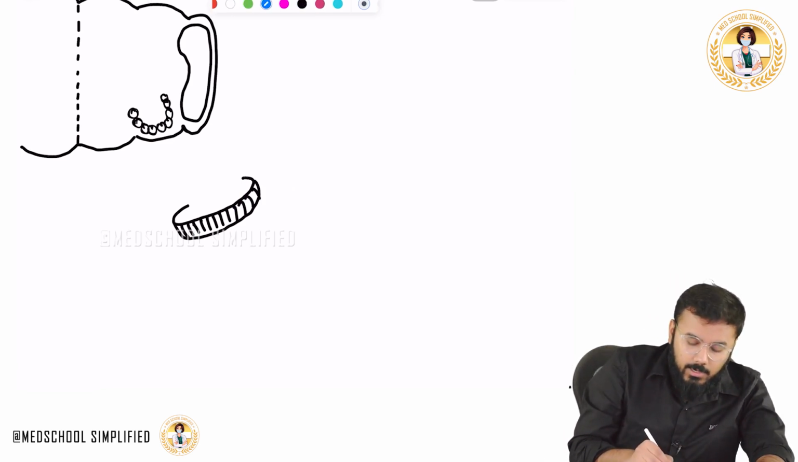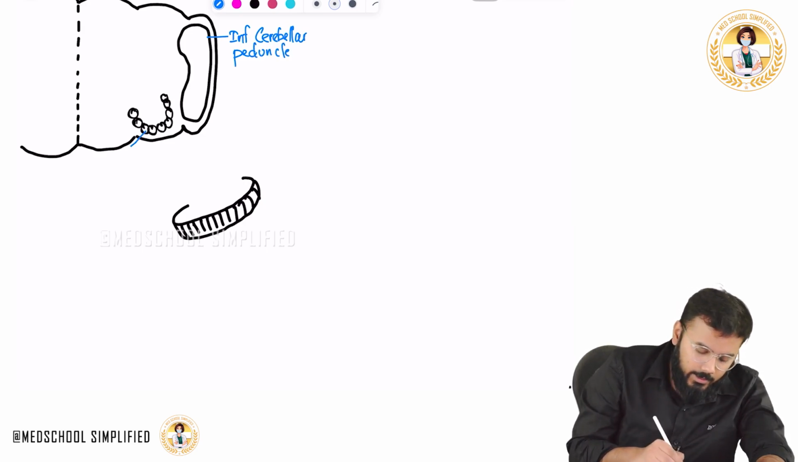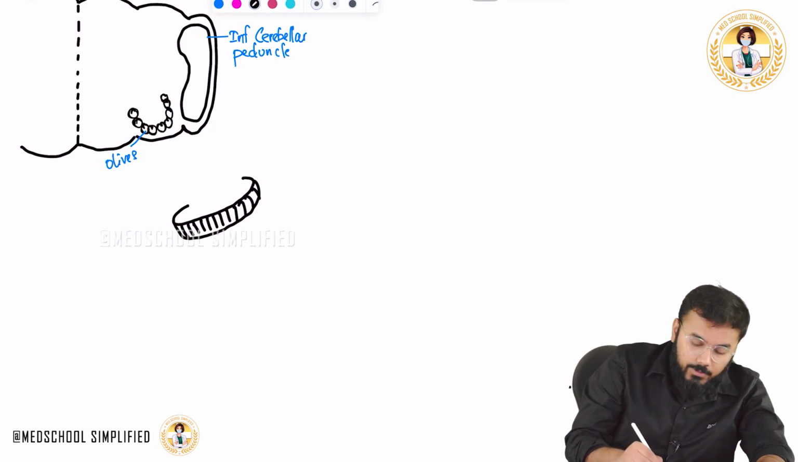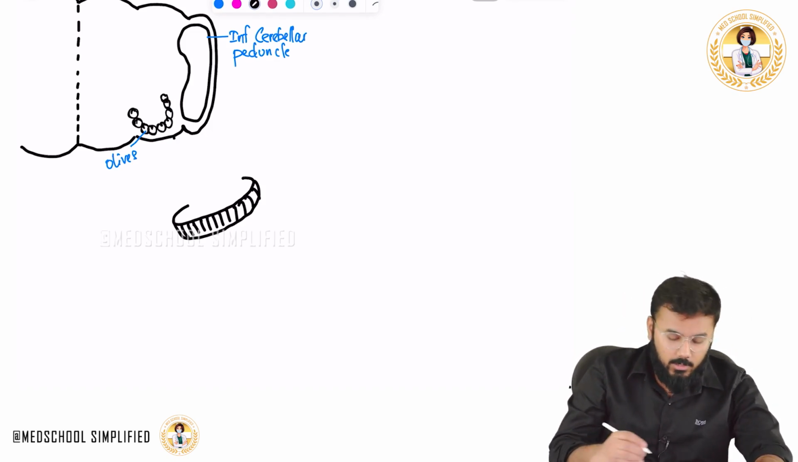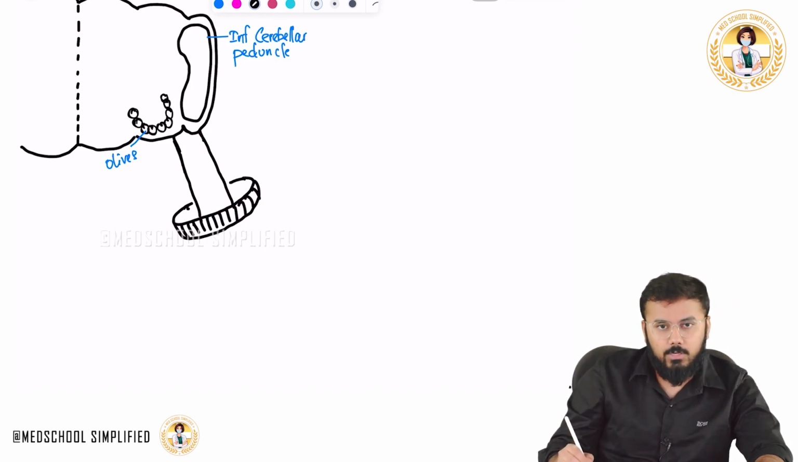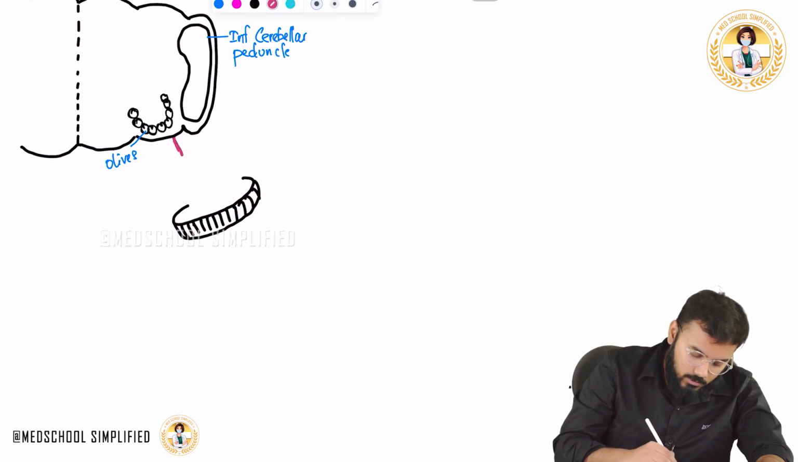So where is your inferior cerebellar peduncle? This is your inferior cerebellar peduncle, and these are your olives. Between your inferior cerebellar peduncle and the olives, the nerve that comes out is called your glossopharyngeal nerve. This glossopharyngeal nerve comes all the way down like this. Let me use another color to draw it.